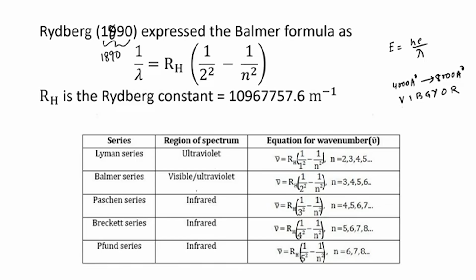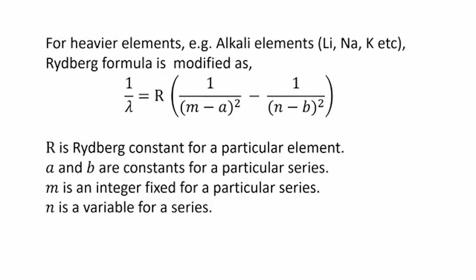It's visible to ultraviolet, which means that it is around this region basically, and then you have an infrared region, which are here, which are all the other series wavelengths. Okay. So these are the hydrogen lines, the emission lines of the hydrogen spectrum, and when we say lines, we mean a wavelength. Okay. So for heavier atoms, such as alkali atoms, which are lithium, sodium, potassium, etc., the Rydberg formula is actually modified as this, which is 1 by lambda equal to R. R is again a Rydberg constant. Let's just come to that.